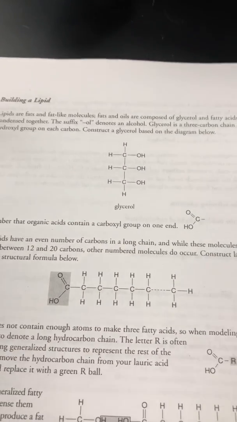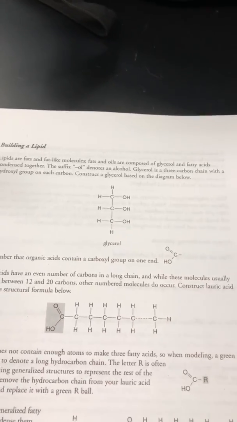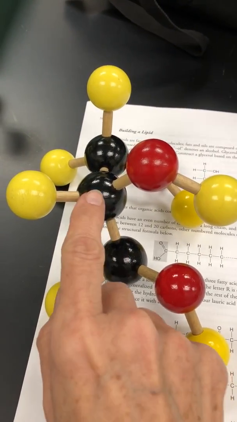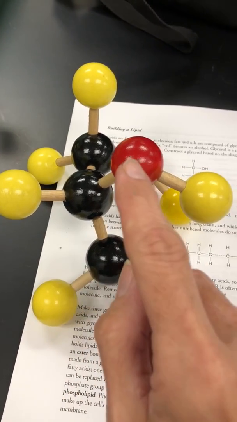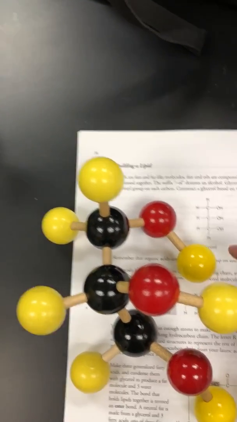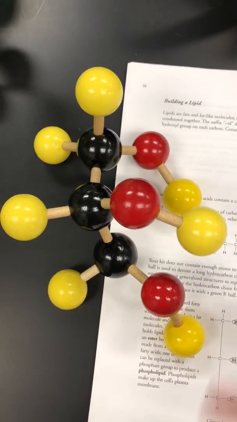Okay, building a lipid. What they want you to do is build this glycerol molecule. So here it is right here. Here's a glycerol. I want you to see here the 3 carbons. Here is the oxygen. Over here is another oxygen. And here are the hydrogens you can see attached. So this is what we call a glycerol. It's a part of a lipid.